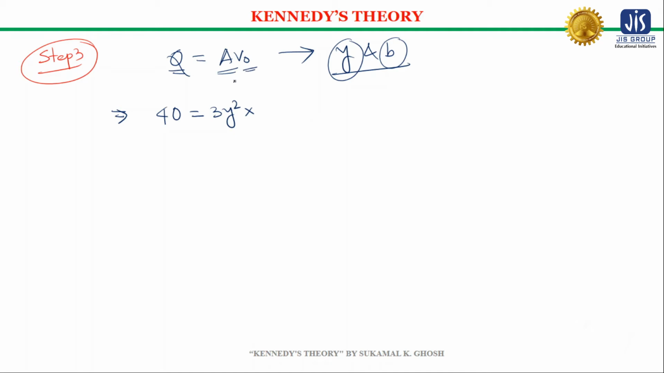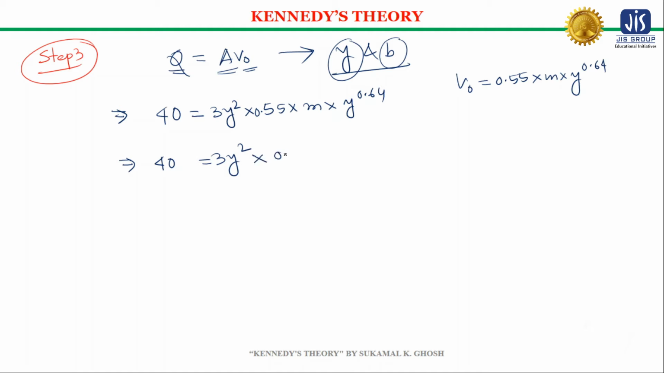And what is the value of V naught? We know that V naught is equal to 0.55 into m into y to the power 0.64. We'll put it here, 0.55 into m into y to the power 0.64. So 40 is equal to 3 into y square into 0.55 into m into y to the power 0.64, and what is the value of this m?